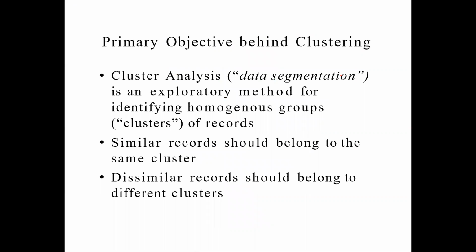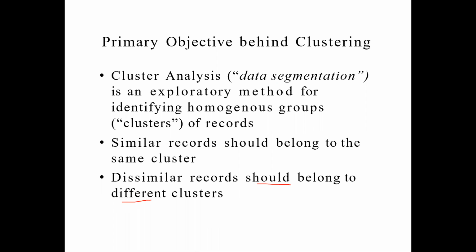All of you know the objective of clustering. The primary objective of clustering is cluster analysis. It's an exploratory method for identifying homogeneous groups of records. And also you know that similar records should belong to the same cluster and dissimilar records should belong to different clusters, right? All are clear with the objective of clustering?